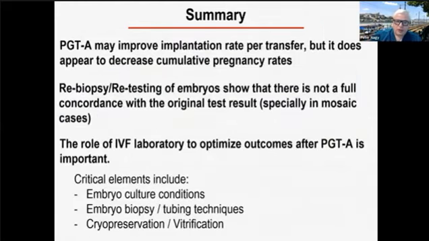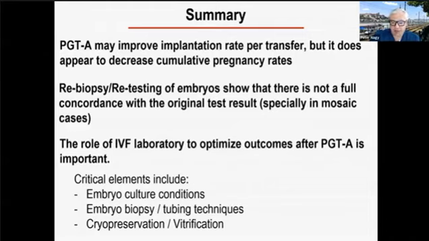So in summary, we can say that PGTA may improve implantation rate per transfer, but it does appear to decrease cumulative pregnancy rates. Rebiopsy retesting of embryos shows that there is not full concordance with the original test results, especially in mosaic cases, and that the role of the IVF laboratory in optimizing outcomes after PGTA is really important. The critical elements include embryo culture conditions, embryo biopsy and tubing techniques, and cryopreservation and vitrification.